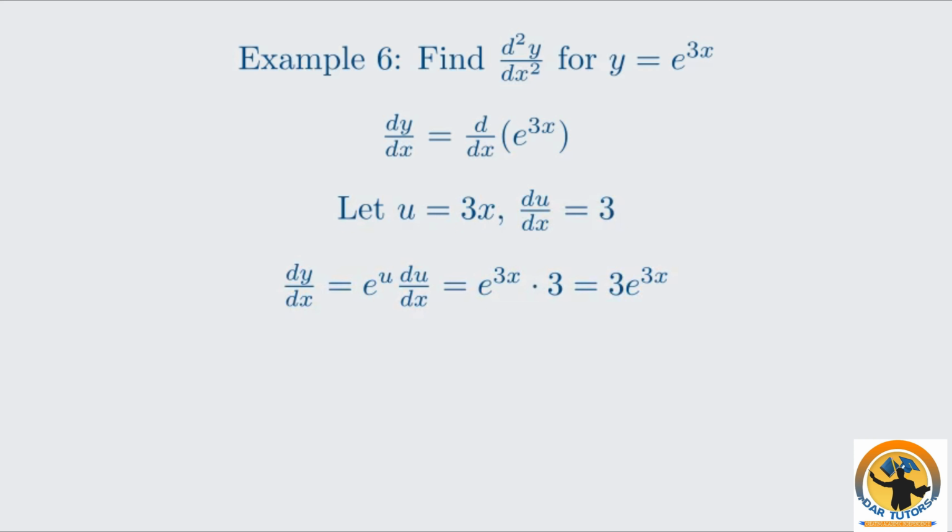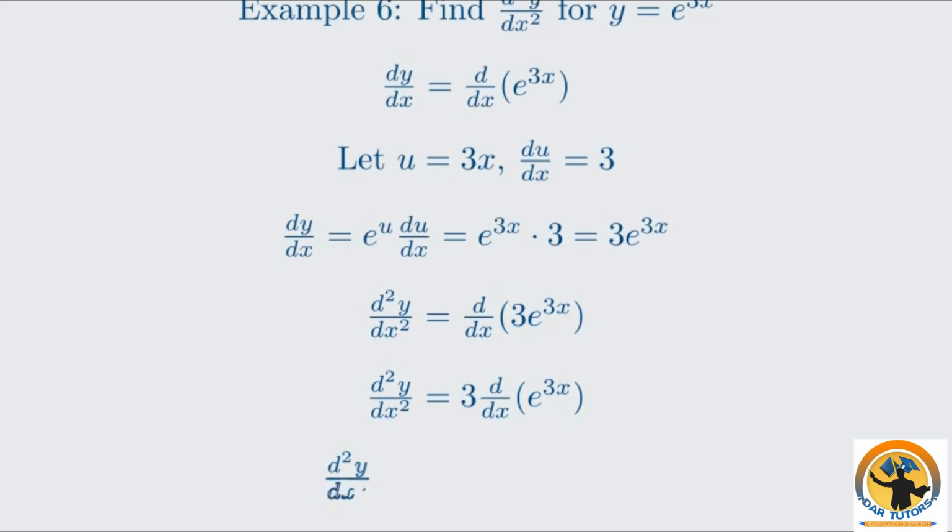Now we differentiate this to find the second derivative. d squared y over dx squared is the derivative of 3e to the 3x. The constant 3 can be pulled out of the derivative. This becomes 3 times the derivative of e to the 3x. We just found that the derivative of e to the 3x is 3e to the 3x. So we have 3 times 3e to the 3x, which equals 9e to the 3x.